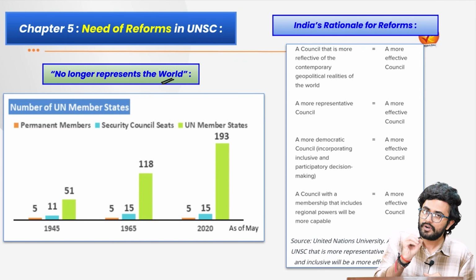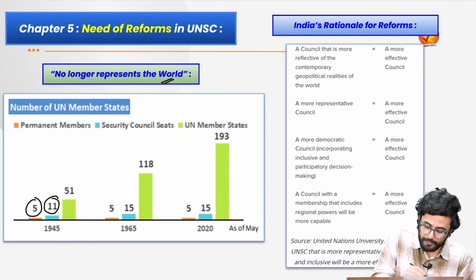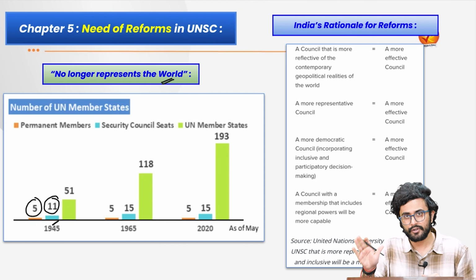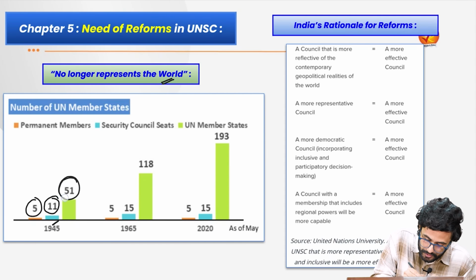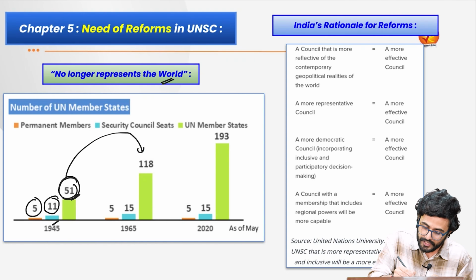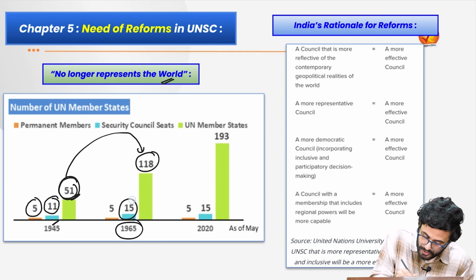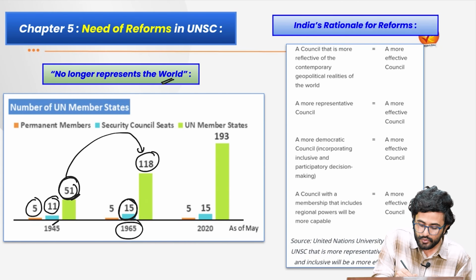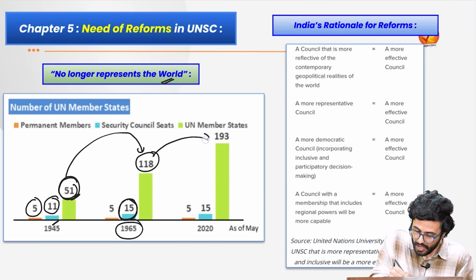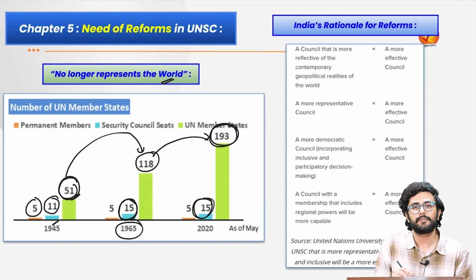In the year 1945, there were 5 permanent members and 6 non-permanent members, so 11 Security Council seats in total, and 51 United Nations member states. These almost doubled to 118 by 1965, and thus the United Nations Security Council's seats were increased to 15. However, the membership has now increased to 193, but the seats have remained the same.